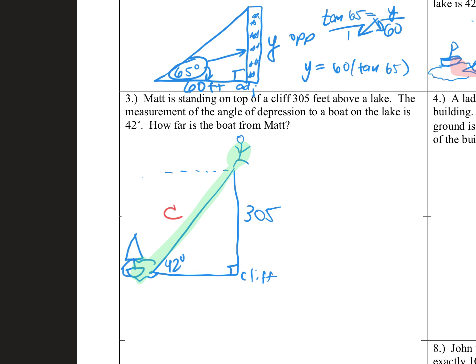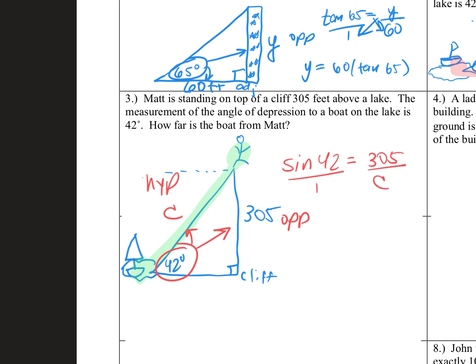Do you guys see how that same question, same setup, but they're asking a different question? They're not saying how far is the boat from the bottom of the cliff. They're saying how far is the boat from the guy. Does that make sense? Yes or no? All right, so in regards to 42, what is 305? Opposite, good. And what is that? The hypotenuse. So what trig function, guys, uses opposite and hypotenuse? Sine. So we're going to say sine of 42 equals opposite 305 over the hypotenuse, which is C.